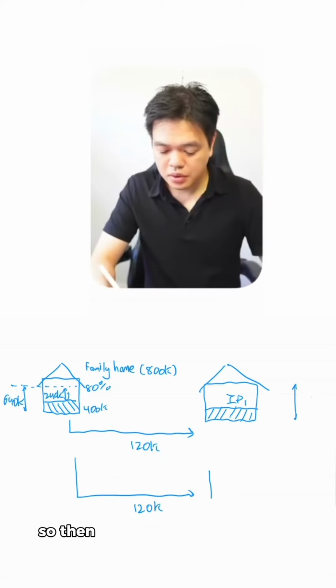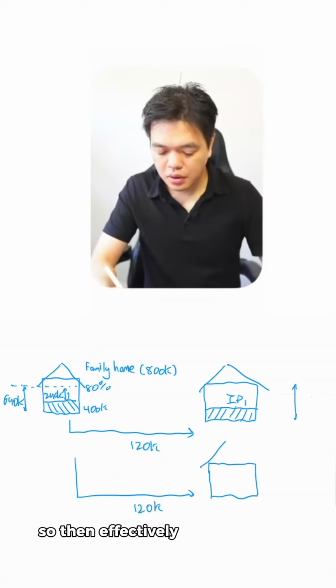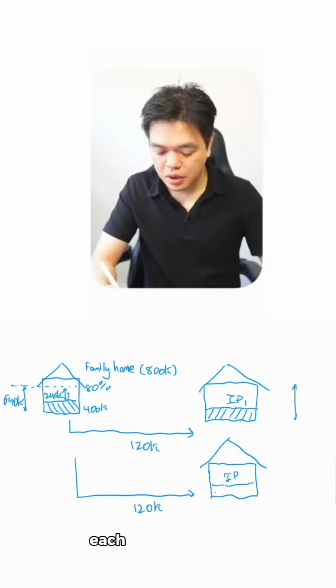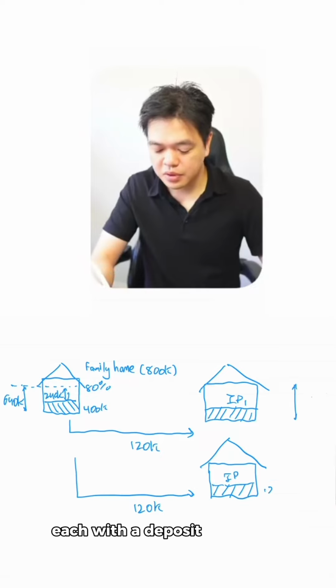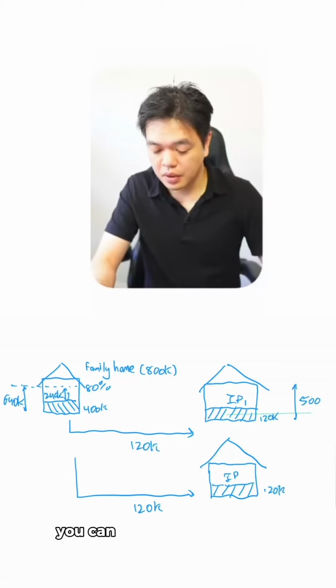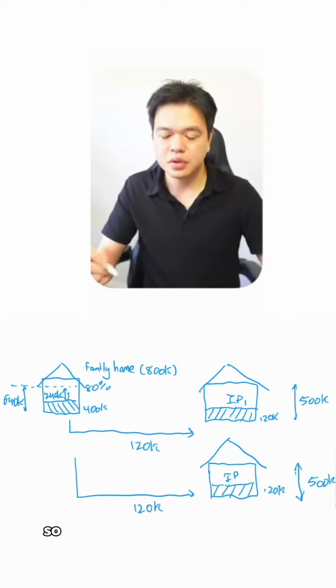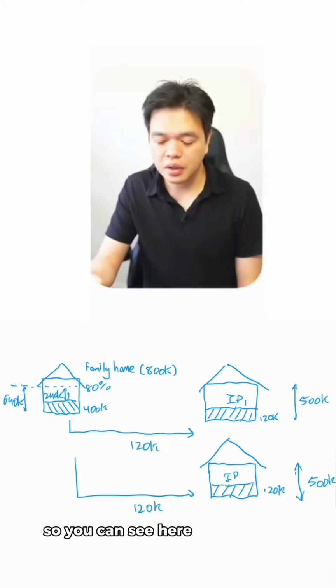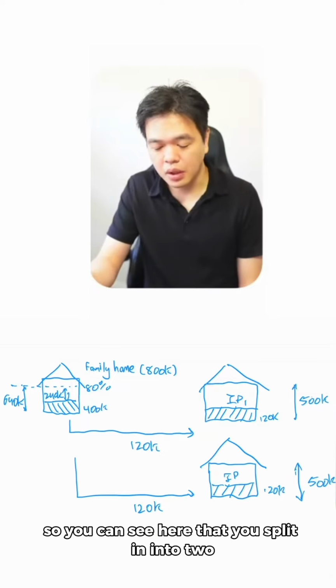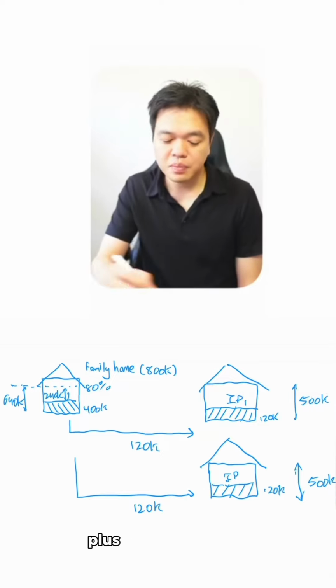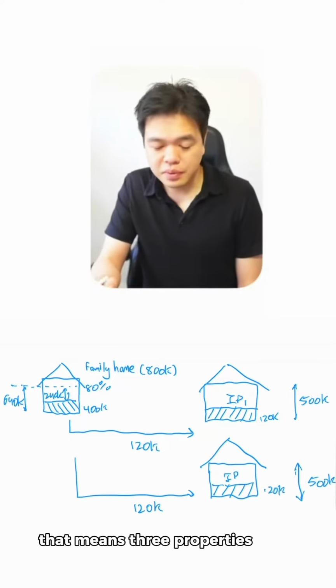So then effectively you would have two investment properties, each with a mortgage, each with a deposit of $120K, and the rest you can then borrow from the bank, right? So you can see here that you split it into two. So you have two different investment properties plus your family home. That means 3 properties. Right.